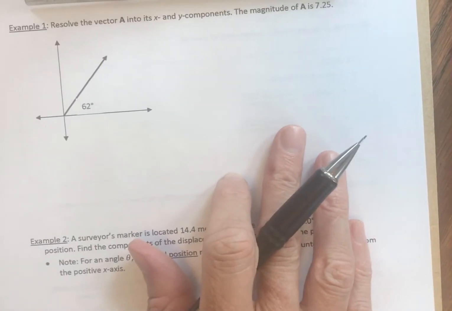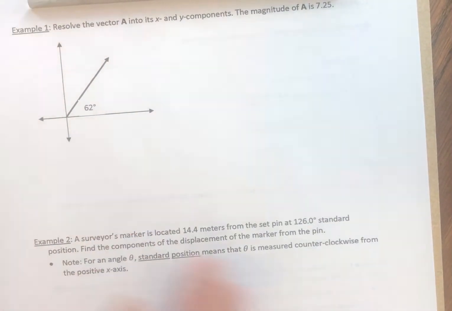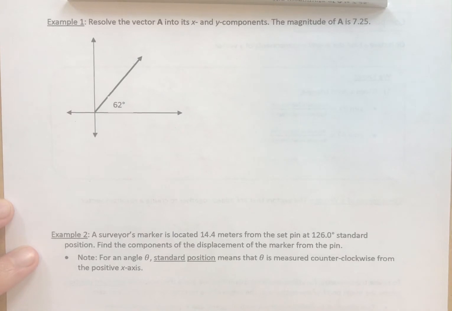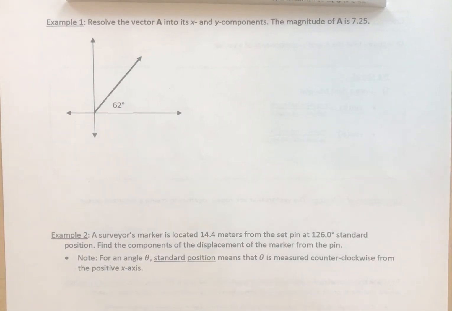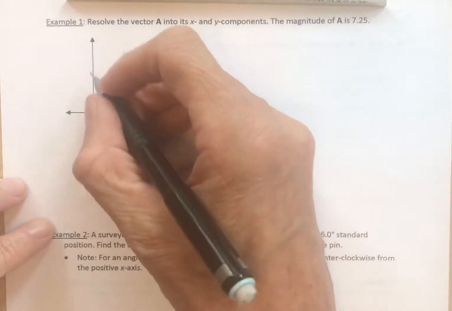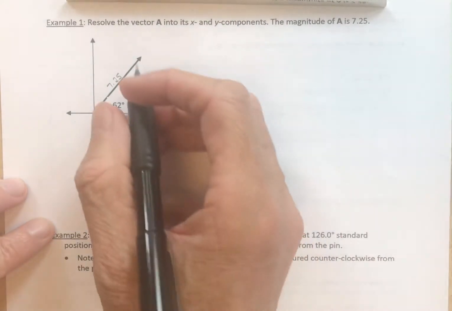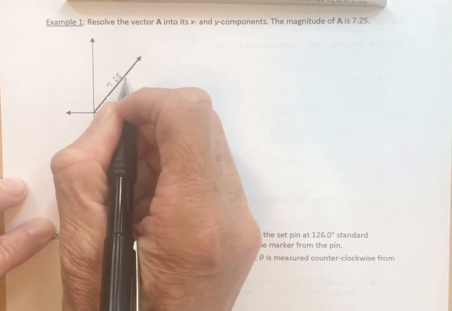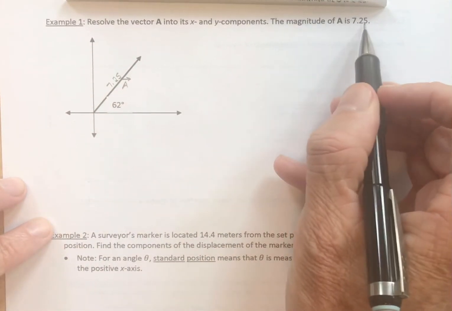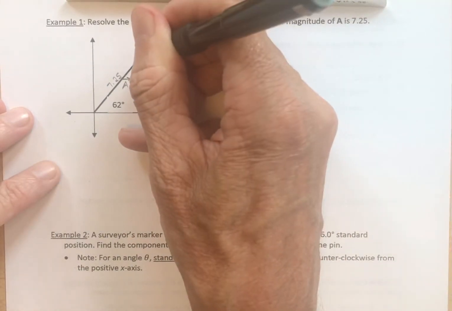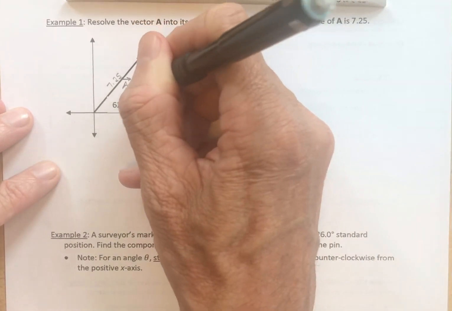Okay, let's take a look at some examples and work with this here. Maybe that'll help to clarify this a little bit. I think I got my screen set up. Okay. Resolve the vector A into its x and y components. The magnitude of A is 7.25. So here is the vector A. Magnitude is 7.25. Okay, so its x and y components.